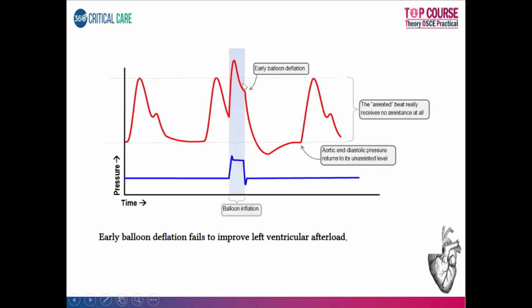There is a sharp drop in the end diastolic waveform, and the end diastolic pressure also returns to almost the baseline, which is supposed to be higher up. This systolic has to come down and diastolic has to go up in a normal waveform. But because of early balloon deflation, this returns to an unassisted level, and this also goes back to an unassisted level.